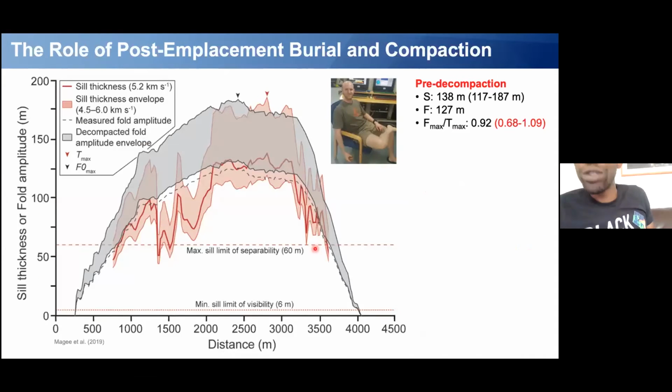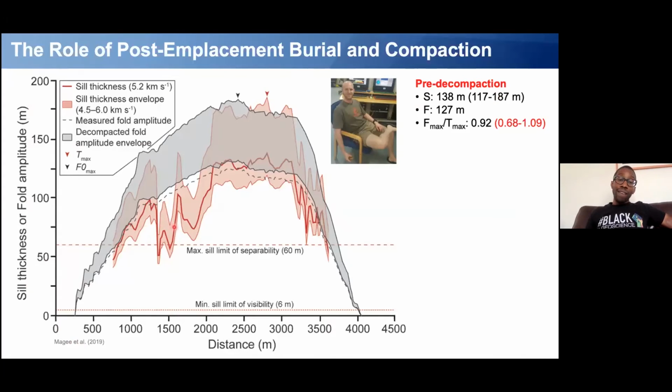This was work undertaken by Murray Hoggett at the University of Birmingham towards the latter part of his PhD. This graph is complicated, but I'll talk you through it. So this is the x-axis. You've seen this before. This is distance across the sill-fold pair. You've seen this as well on the y-axis here. This is sill thickness or fold amplitude.